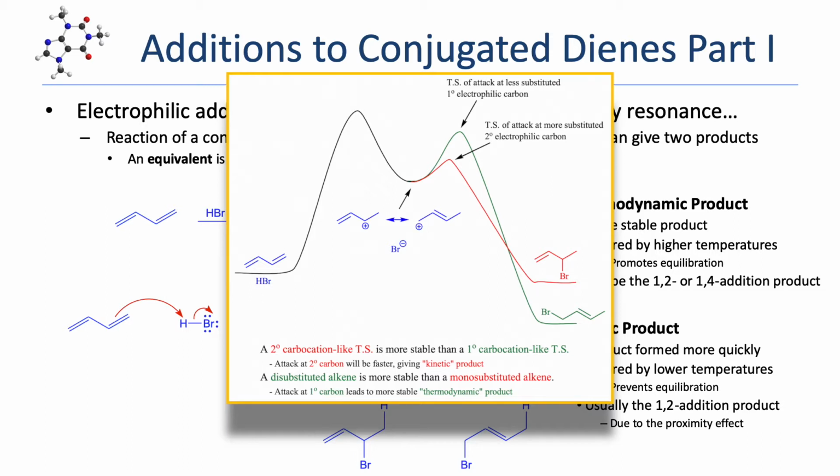If we look at the free energy diagram, we can see that the red pathway, which leads to the 1,2 addition product, is actually faster than the green pathway, which leads to the 1,4 addition product.